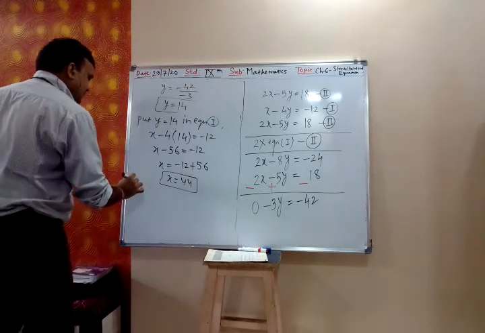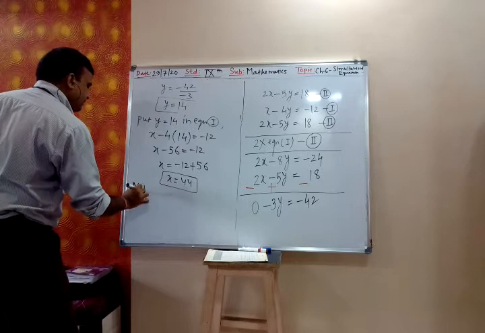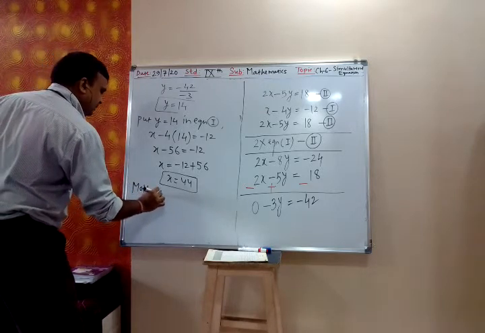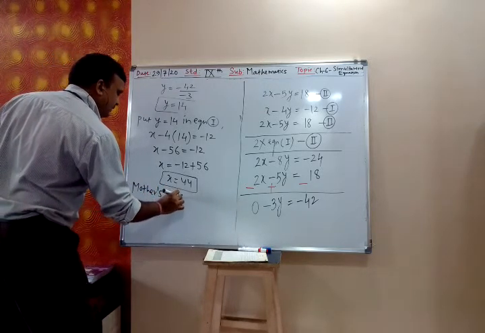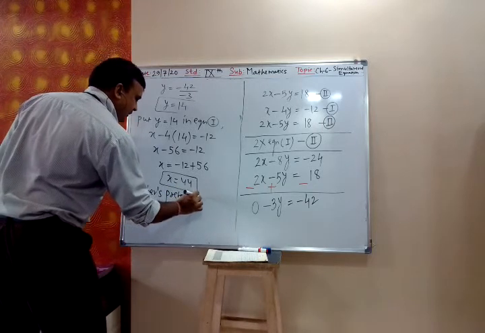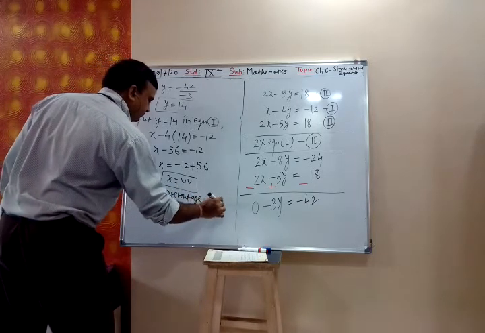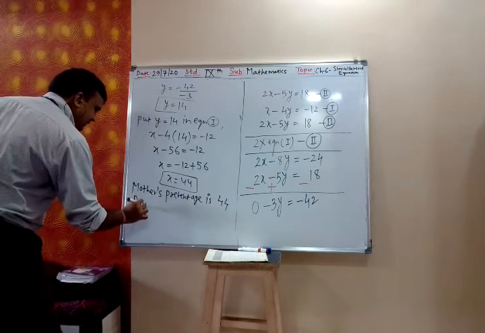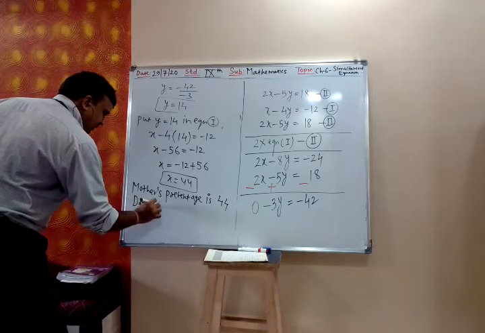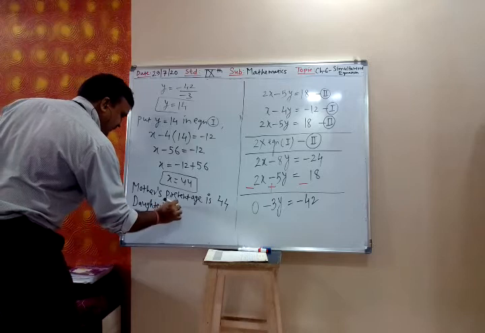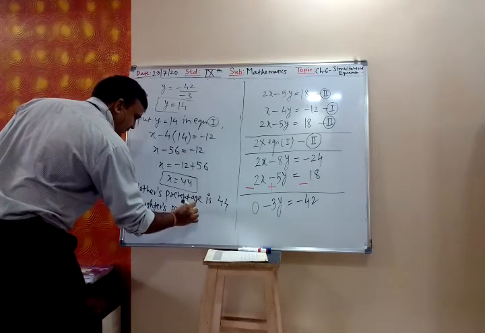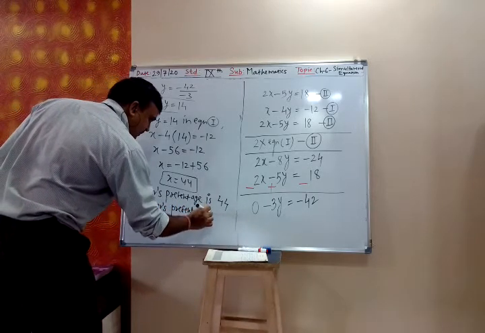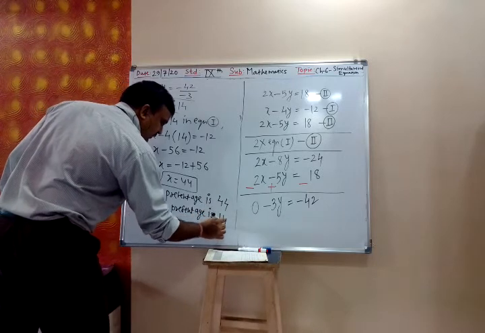So we write, mother's present age is 44. Yes, statement you have to write. And daughter's present age is 40.